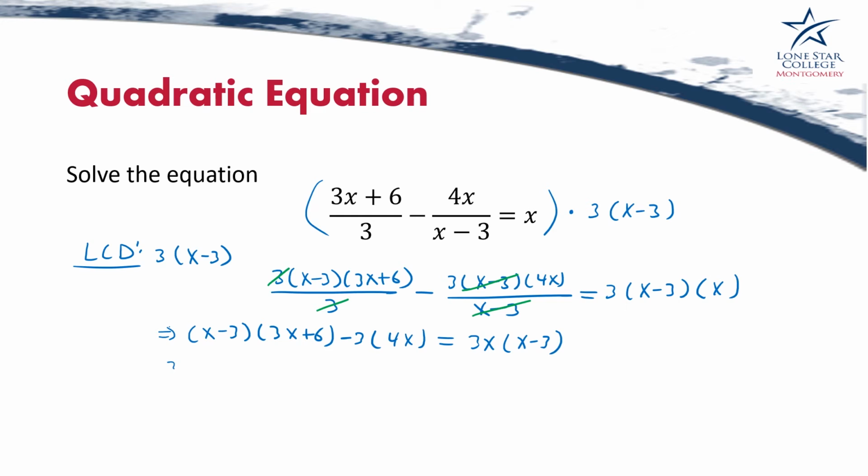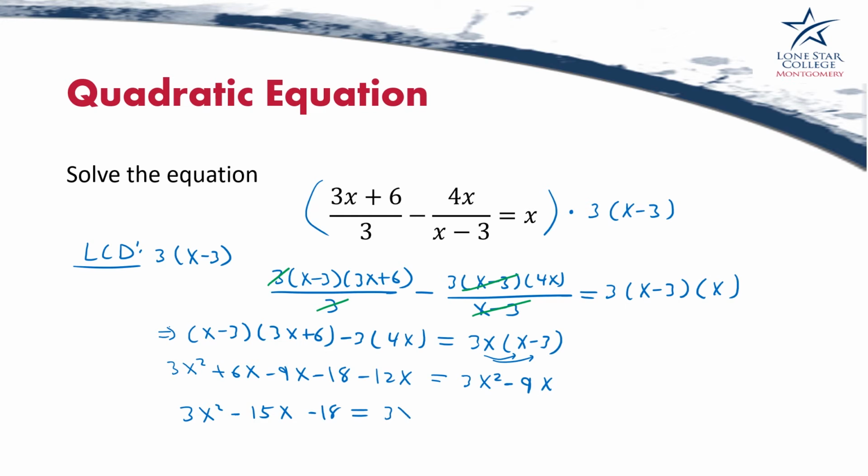We would get 3x squared plus 6x minus 9x minus 18. Negative 3 times 4x is negative 12x. Over here on the right, we distribute the 3x into everything: 3x squared minus 9x. Okay, so we want to combine like terms. We have 3x squared. 6x minus 9x is negative 3x. Minus 12x gets us negative 15x. Minus 18 equals 3x squared minus 9x.